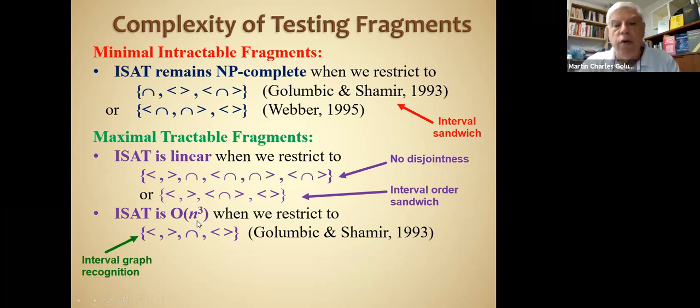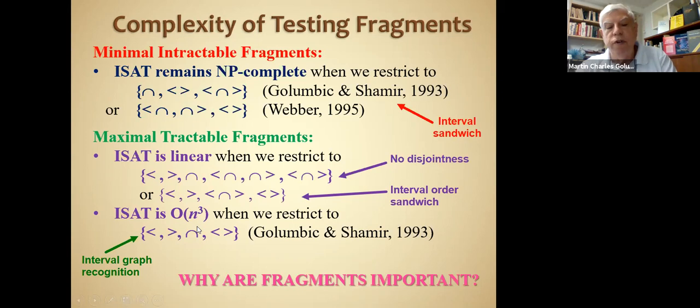And the last case from our maximal tractable fragments was an n cubed algorithm when we are given just the relationship that x is definitely less than y, x is definitely greater than y, they definitely intersect, or they definitely are disjoint. And this is the interval graph recognition problem, which of course we know to be polynomial. And you can even lower this exponent, as most of you know.